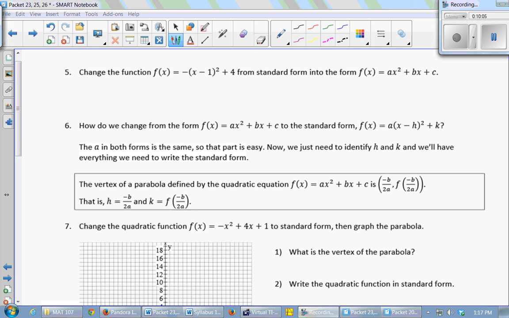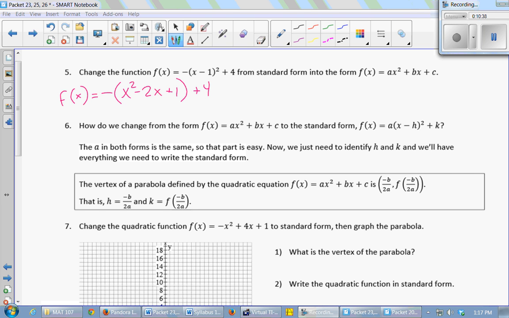Okay, so same function, negative x minus 1 squared plus 4. I now have graphed it. I just want to change it from standard form into the form ax squared plus bx plus c. So to do that, you just do the multiplication. So this is going to be f of x equals negative. When I do x minus 1 squared, I get x squared minus 2x plus 1.